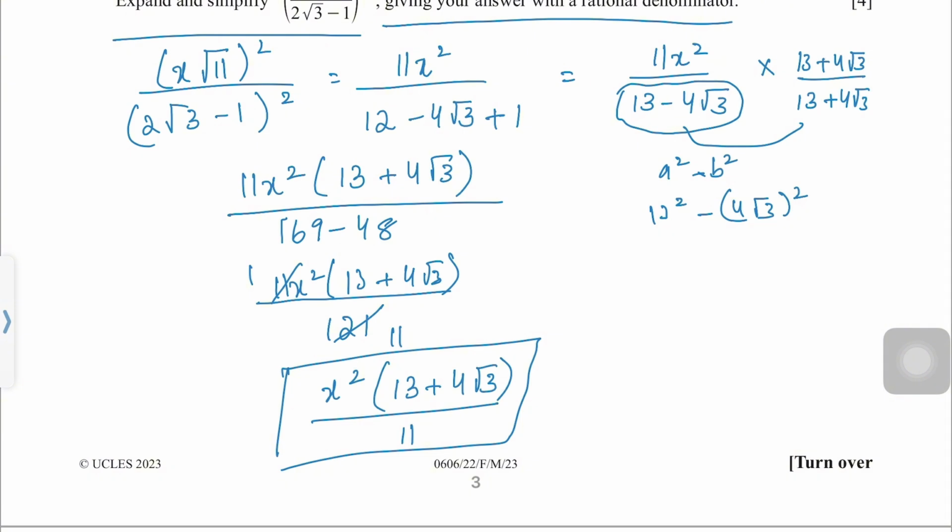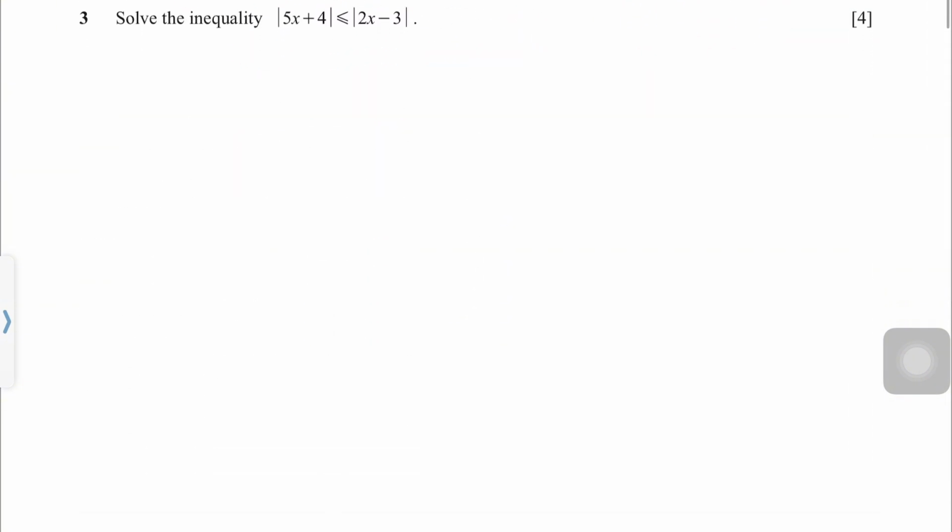Now, moving on to question 3. That would be solving the inequality modulus of 5x plus 4 is less than or equal to modulus of 2x minus 3. Both of them are modulus. So by removing modulus, we mean that we need to square both sides. 5x plus 4 will be whole squared, less than or equal to 2x minus 3 will also be whole squared.